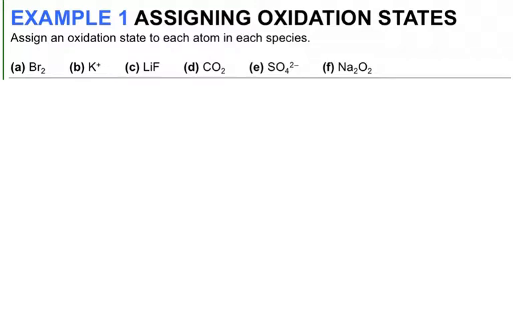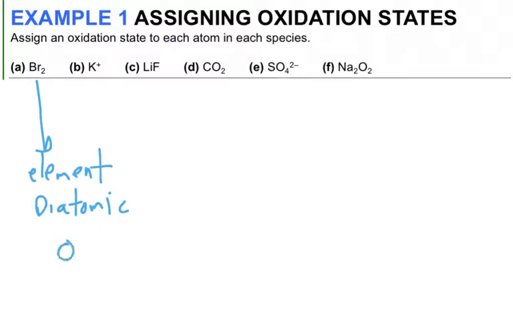Now, earlier I mentioned that elements have an oxidation number of 0. What I did not mention earlier, which I will include now, is that an element and a diatomic. So let's write both here. Elements and diatomics. Bromine is a diatomic molecule here. Their oxidation numbers will be 0. Okay? So whether you're an element or a diatomic, the oxidation number will be 0 for those.